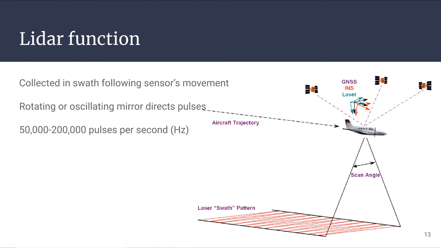The total number of pulses per second differs based on LiDAR unit. This is the actual number of little laser pulses that shoot out of that plane, and that can range from about 50,000 to 200,000 pulses per second. So that's really a lot of pulses, which results in a lot of potential returns. You can really cover the ground with a lot of data and get a lot of reflected returns coming back to the LiDAR unit.